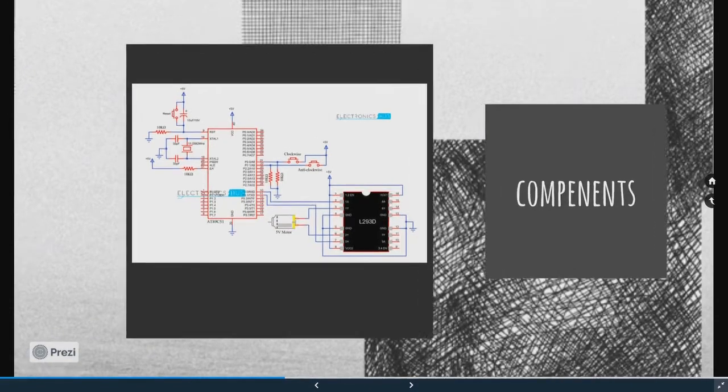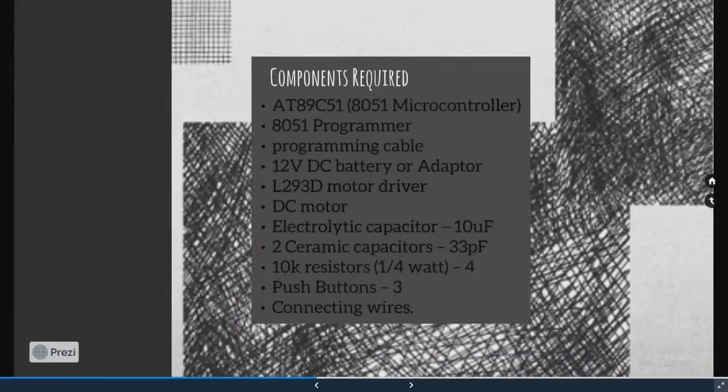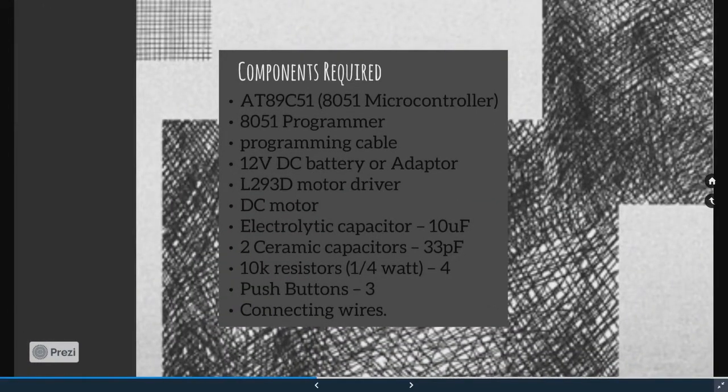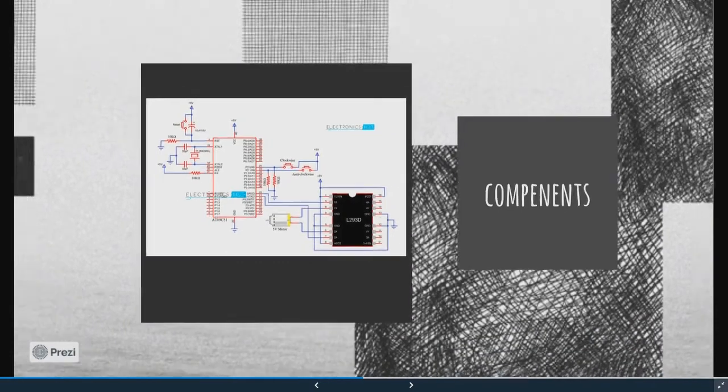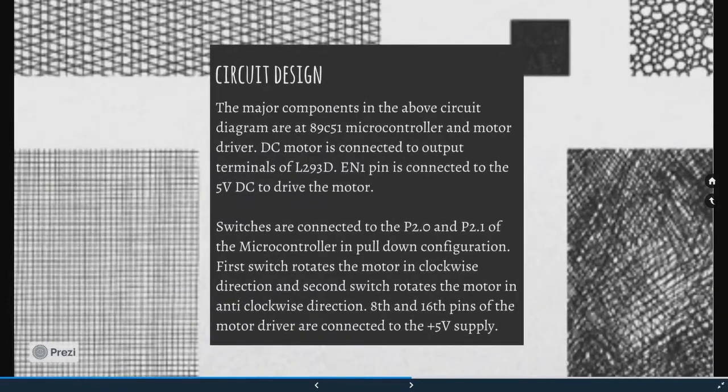Here is the circuit where the DC motor is connected to the L293D IC, and here are the components required. Circuit design. The major components in the above circuit diagram are the 8051 microcontroller and the motor driver. The DC motor is connected to the output terminals of the L293D driver, and the enable pin is connected to 5 volt DC to drive the motor.